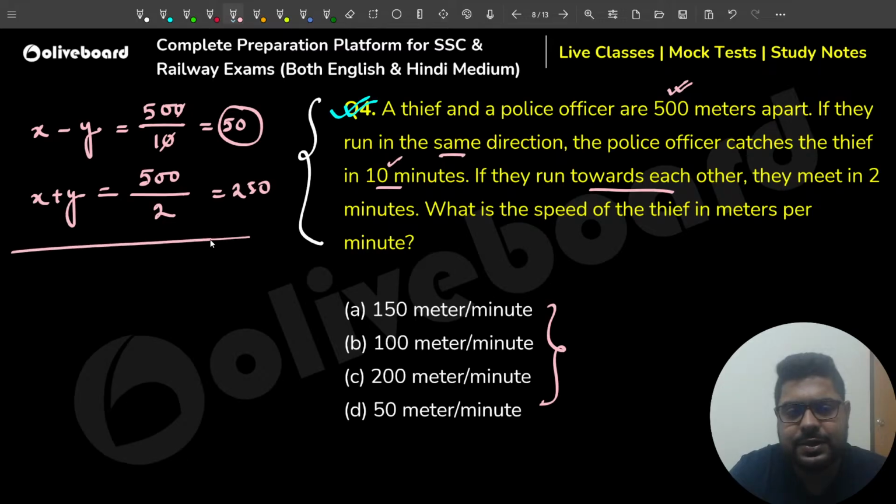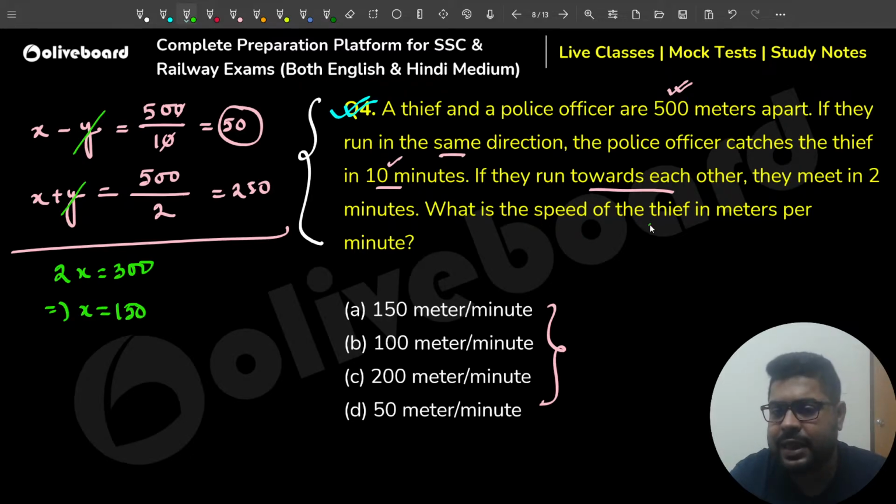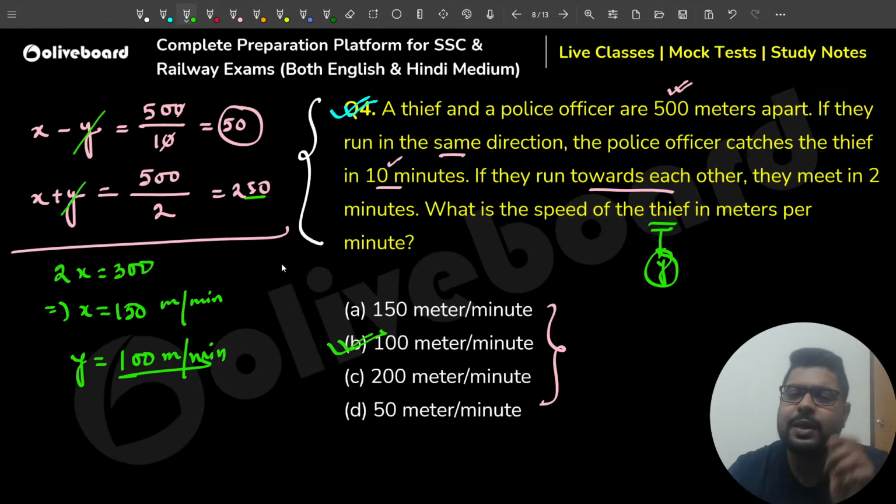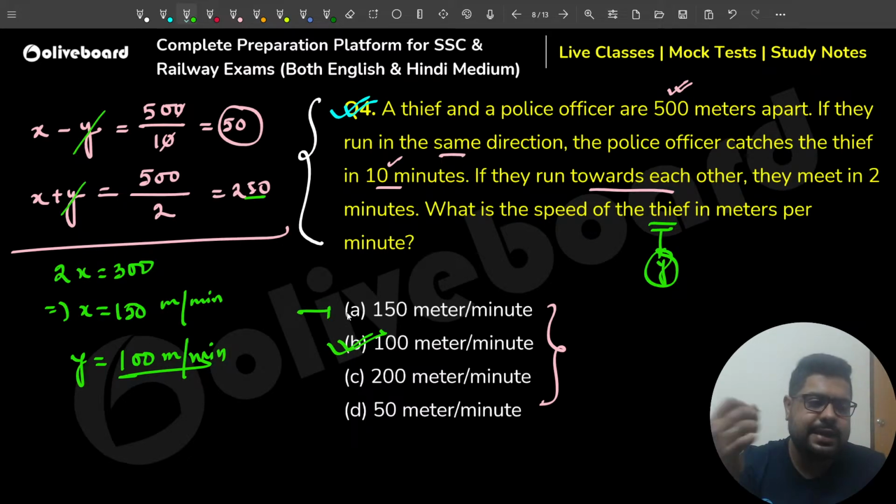250. So let's solve this, you'll get the answer. 2x is 300. So x is 150. They're asking about the thief. Thief meaning y, sir, not x. So y must then be 100 meters per minute, because x plus y is 250 and x is 150. So y must be the other part. So that will be option B. Now I know many people will mark 150 as the answer because that is what comes first. Be careful to read the question.